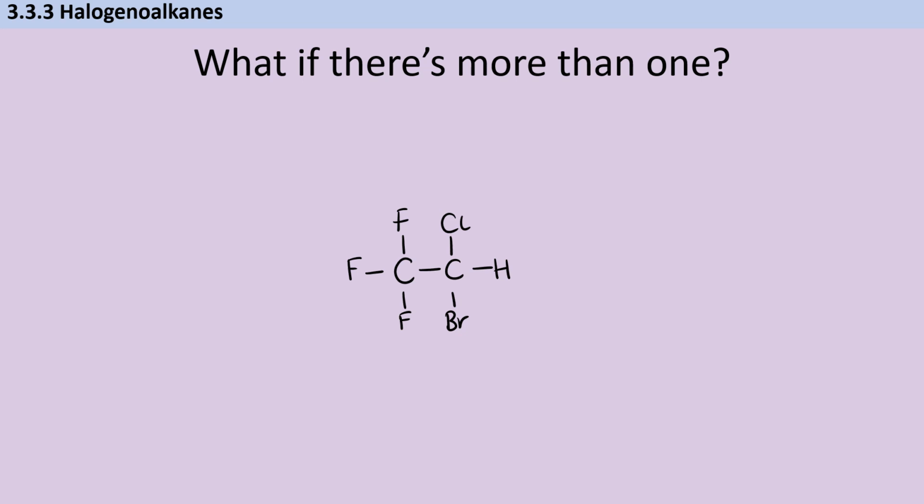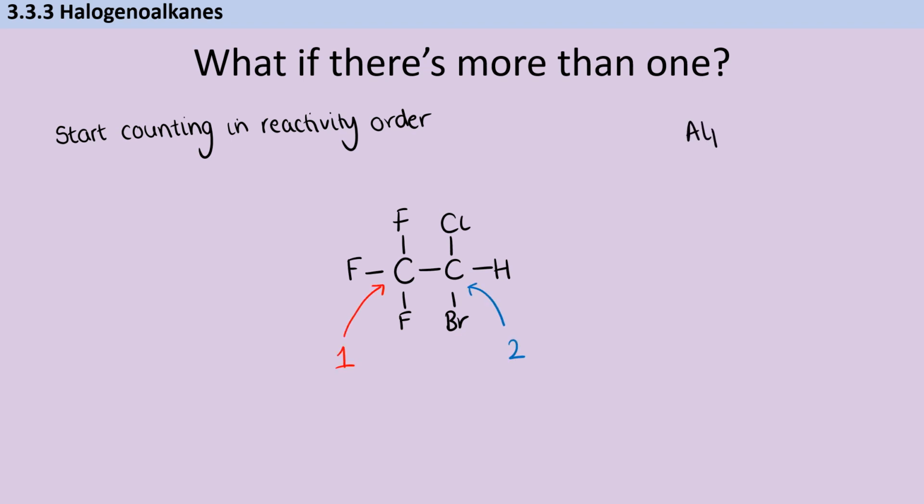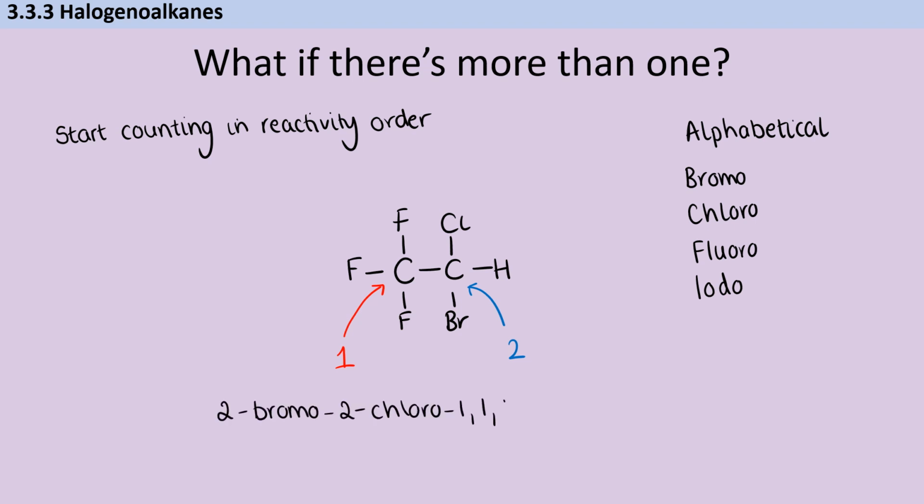So looking at this molecule, I could start counting at either end. My priority numbers will be the same regardless of which end I start at. So I'm going to start on the left, which is going to be with my highest reactive halogen, which is fluorine. So I'm going to work out the numbers based on that, but then I'm going to list them in alphabetical order. So of course that means bromo comes before chloro, chloro comes before fluoro, and fluoro would come before iodo, although I don't need it here. So that means I'm going to have 2-bromo, 2-chloro, 1,1,1-trifluoroethane.